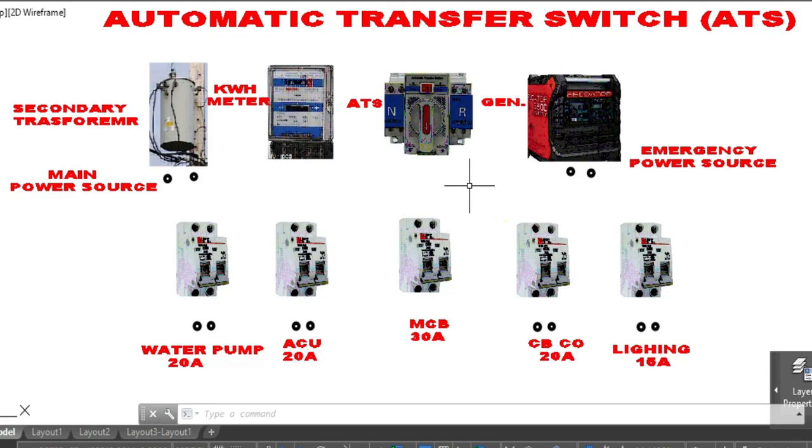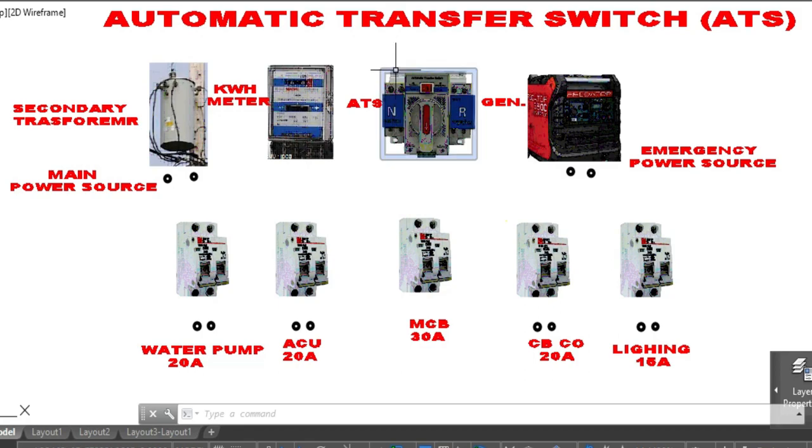At this moment, we're going to discuss the ATS, or automatic transfer switch. This ATS circuit is applicable for building wirings. If you need two power sources in your building facilities, we need to install one generator. Then we have the secondary transformer, which is the main power source, and the generator, which is the emergency power source. So this is the function of this ATS.